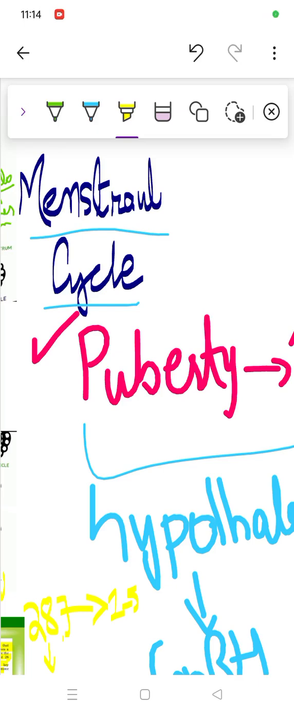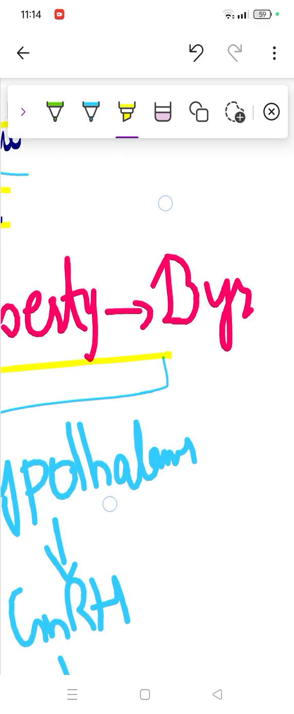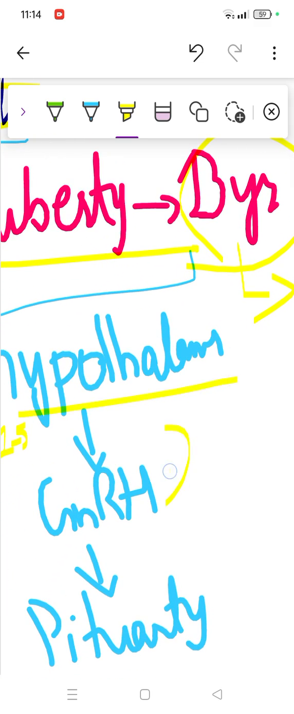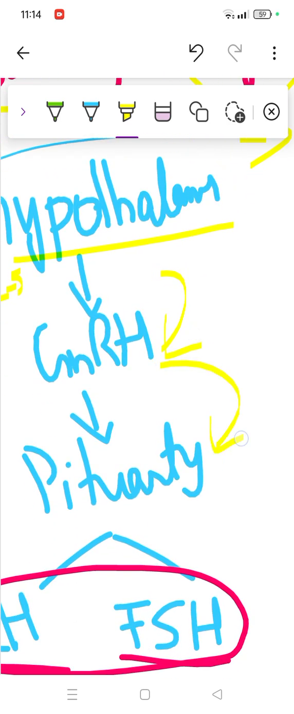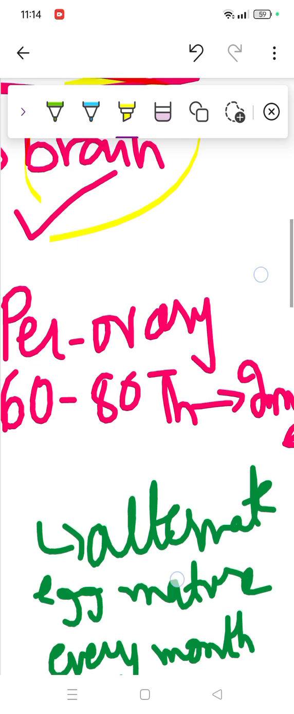So we were discussing the menstruation cycle; the basic intro was done, so I'm sure it would be clear. We discussed that it starts from puberty, which is the age when they become mature, at the age of 13 years. The brain sends a message via gonadotropin releasing hormone to the pituitary. They release LH and FSH, through which the brain controls everything. So we have the basic info.